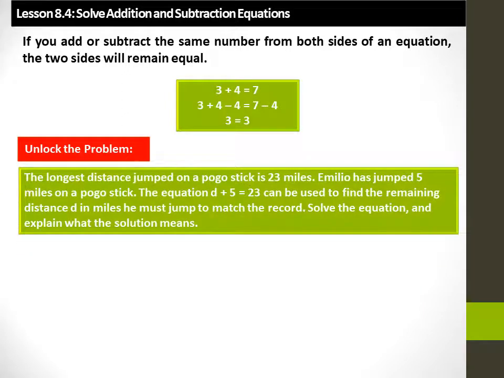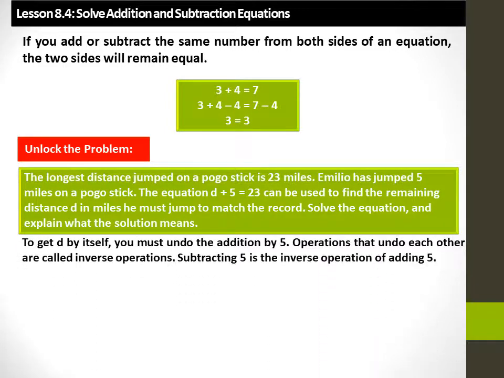Unlock the problem. The longest distance jumped on a pogo stick is 23 miles. Emilio has jumped 5 miles on a pogo stick. The equation d plus 5 equals 23 can be used to find the remaining distance d in miles he must jump to match the record. Solve the equation and explain what the solution means. To get d by itself, you must undo the addition by 5. Operations that undo each other are called inverse operations. Subtracting 5 is the inverse operation of adding 5.